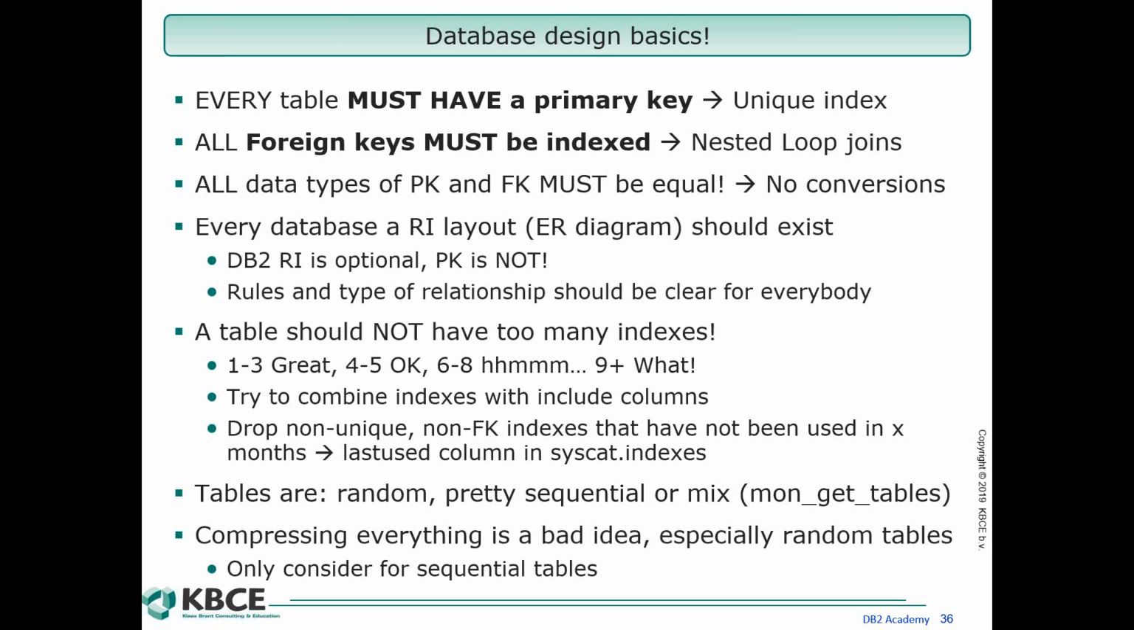Tables are typically random, pretty sequential, or a mix of those. You can see that from the MON_GET_TABLE. So that's also one thing you should really understand, is with what type of tables are we dealing with, and how much I/O am I expecting on these tables. So if there's a spike, you can actually detect that. So a history of what the MON_GET_TABLE is producing is always useful.